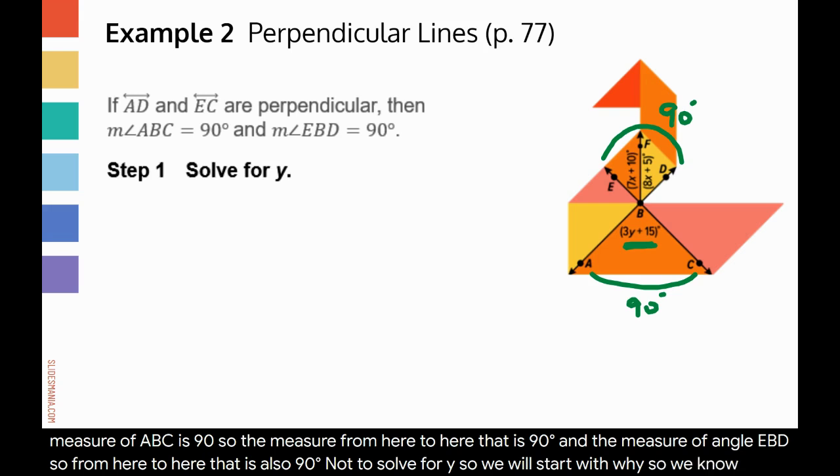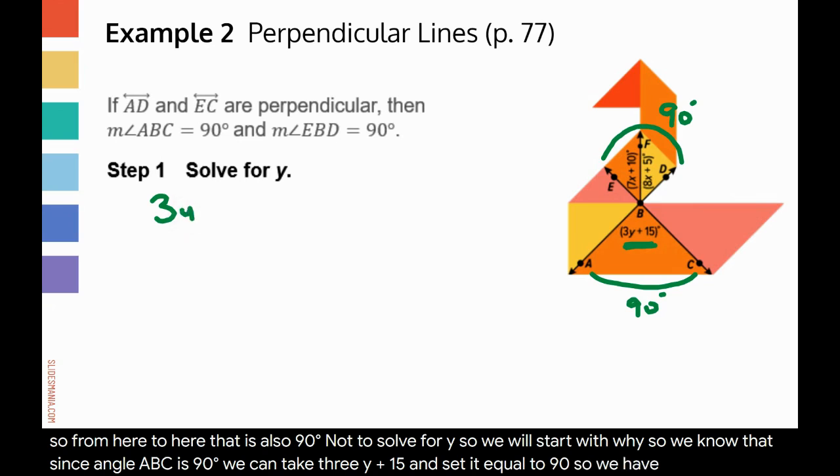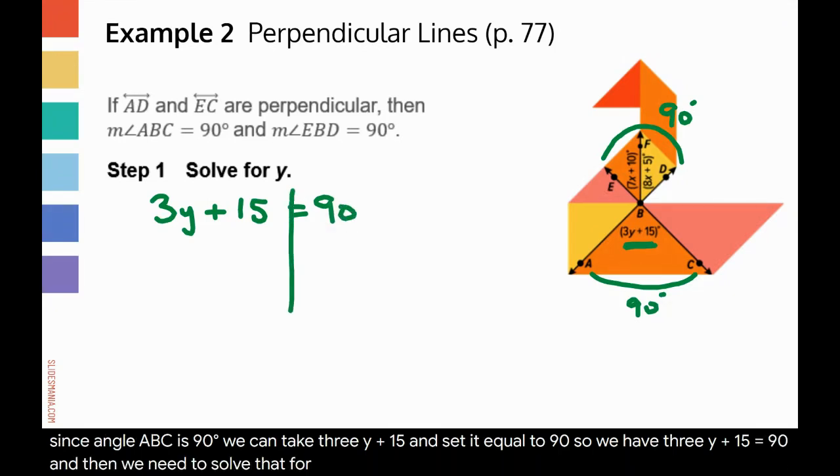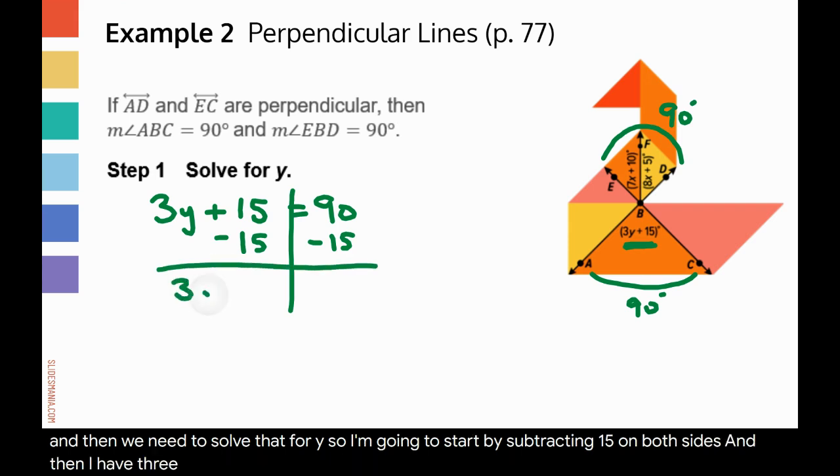So we know that since angle ABC is 90 degrees, we can take 3y plus 15 and set it equal to 90. So we have 3y plus 15 equals 90. And then we need to solve that for y. So I'm going to start by subtracting 15 on both sides. And then I have 3y. 15 minus 15 is 0. 90 minus 15 is 75.